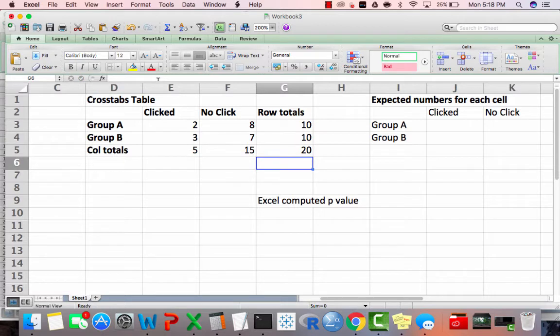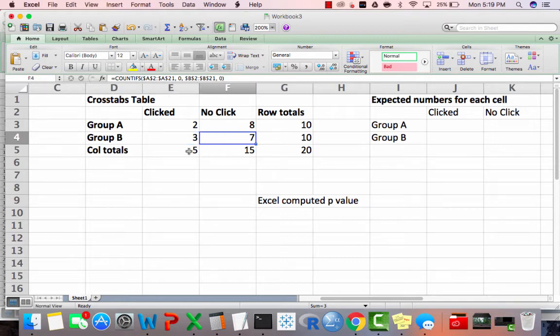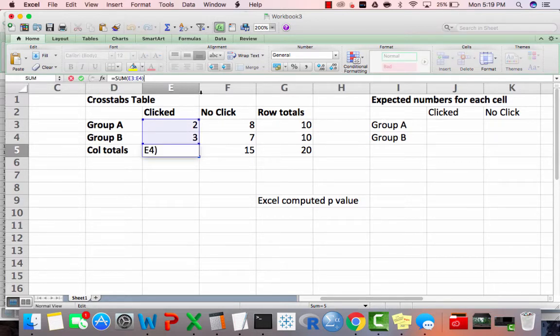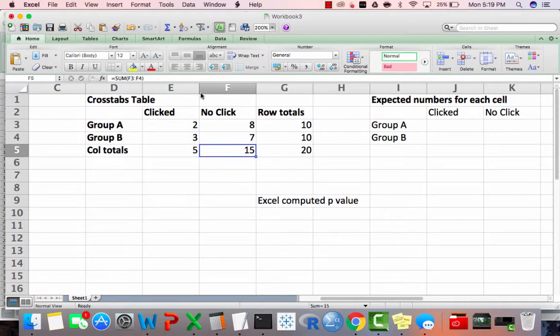You can see the total down here is 20. It doesn't matter whether I add up these rows or these columns, they'll both add up to 20. Now, 2 people in group A clicked on the button and 8 people did not click, whereas 3 people in group B clicked on the button and 7 people did not click. So we've got column totals down here. We add those up, 2 and 3 equals 5, so overall 5 people clicked and 15 people didn't click, 8 plus 7.